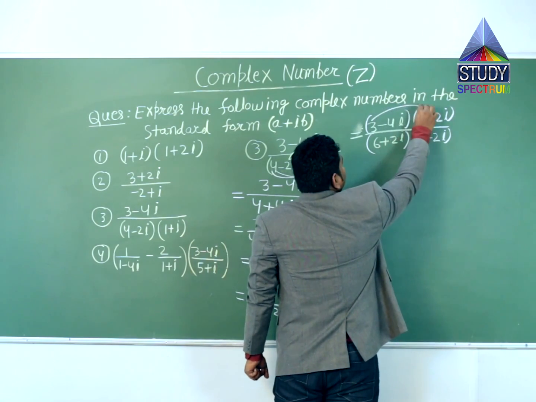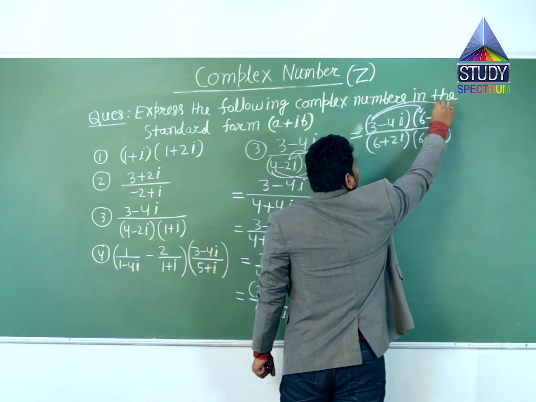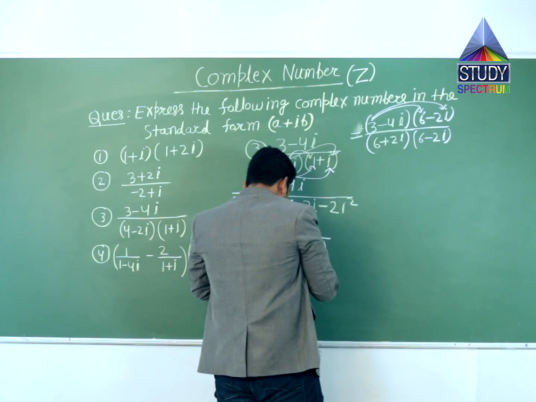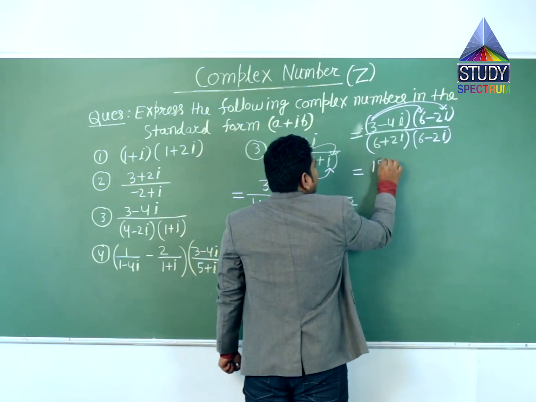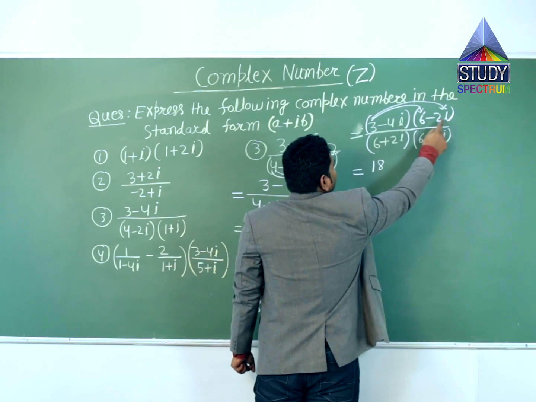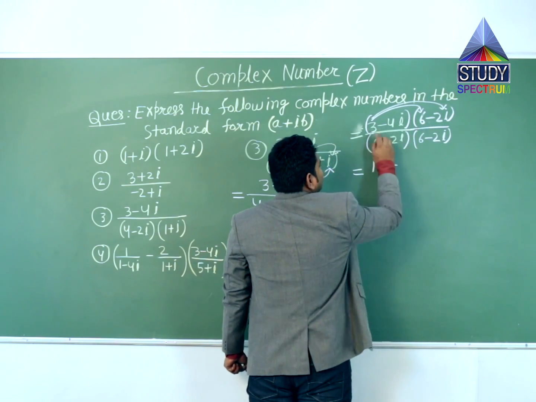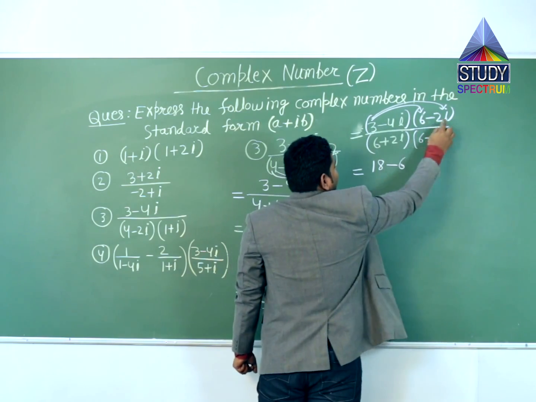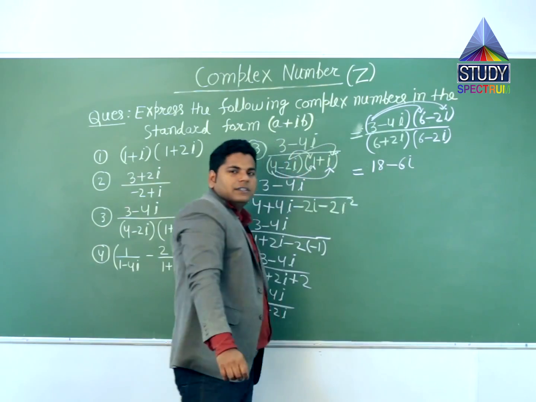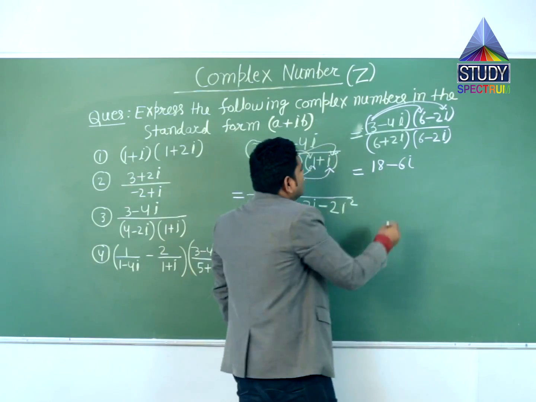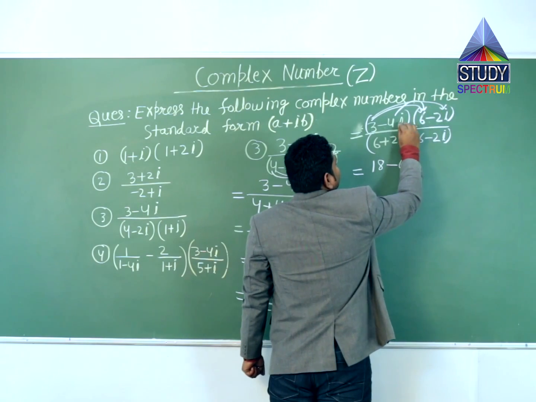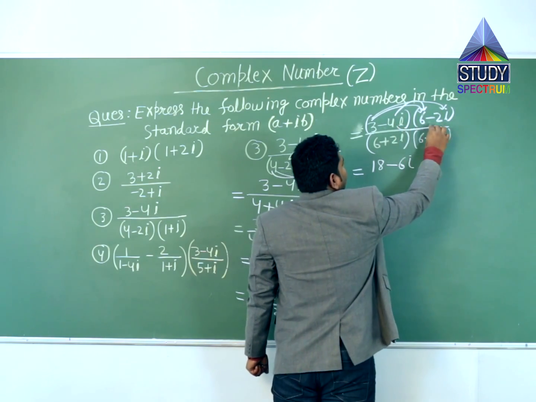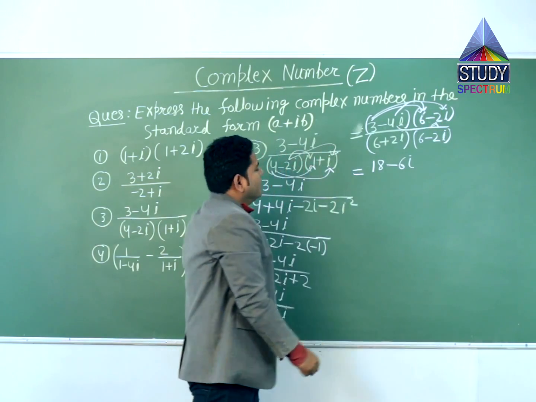Okay, now 3 will get multiplied with 6 and 3 will get multiplied with minus 2i. So it will be 3 into 6 is 18, plus 3 into minus 2i. So plus into minus is minus, 3 into 2 is 6, and i is there, so minus 6i. In the same way, minus 4i will get multiplied with 6, and this minus 4i will get multiplied with minus 2i.